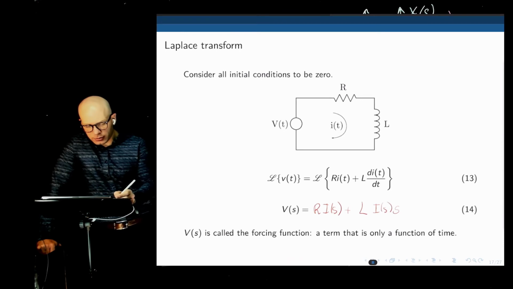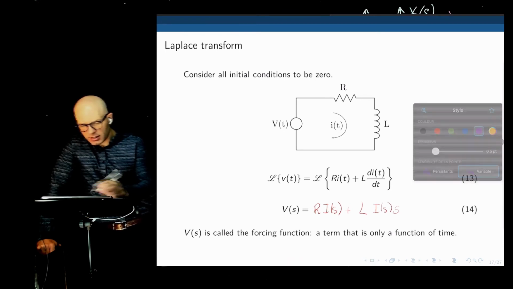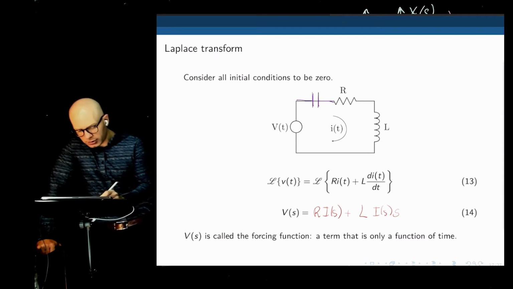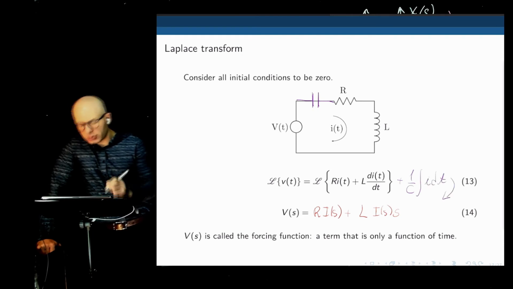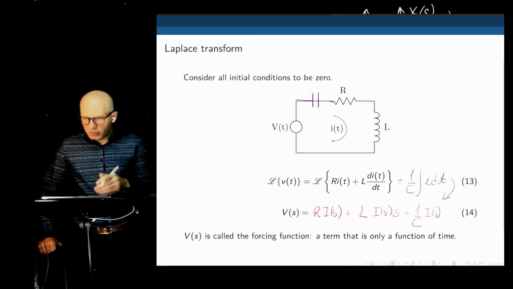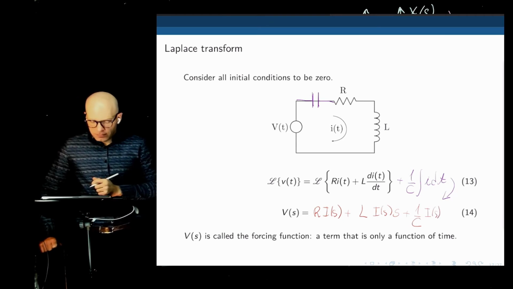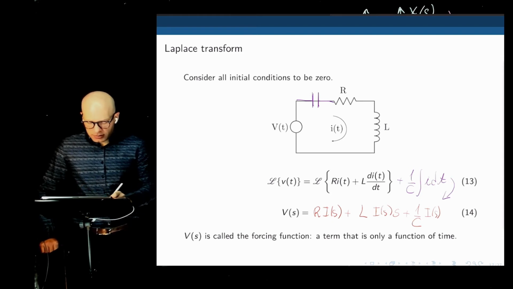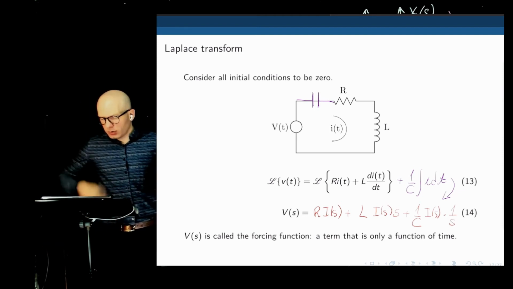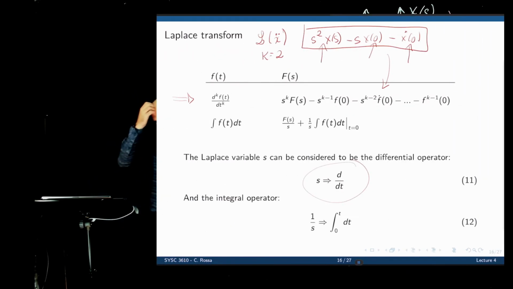Let's add another example, let's add a capacitor. If we add a capacitor here, we need to add a term that is 1 over C integral of I dt. How would that translate into the Laplace transform? 1 over C is a constant, I of t becomes I of s. And what happens to the integral? It becomes 1 over s. That is the property we saw there, equation 12.